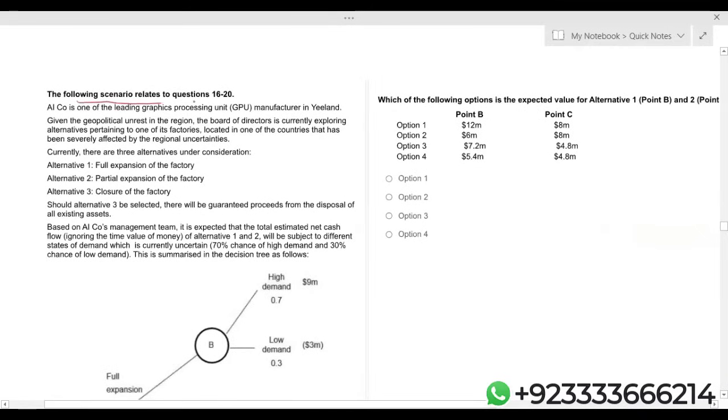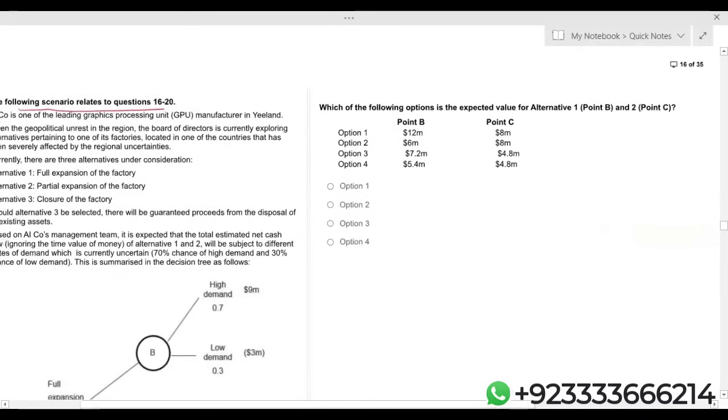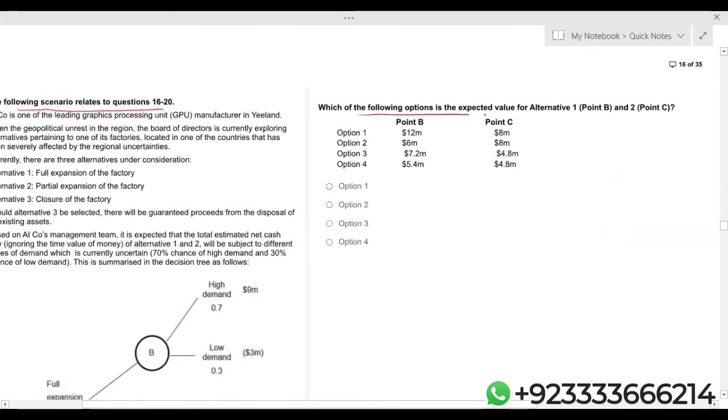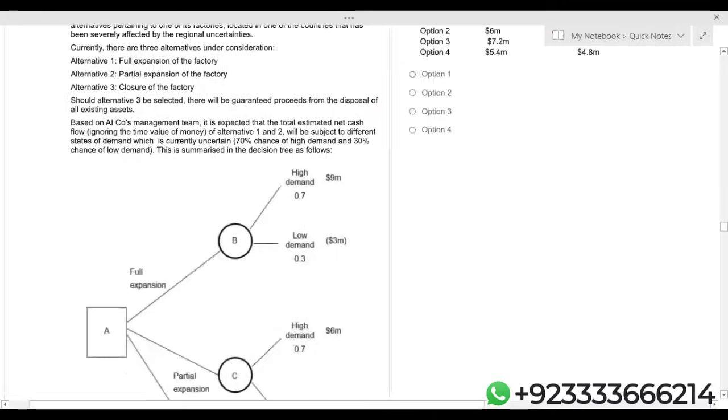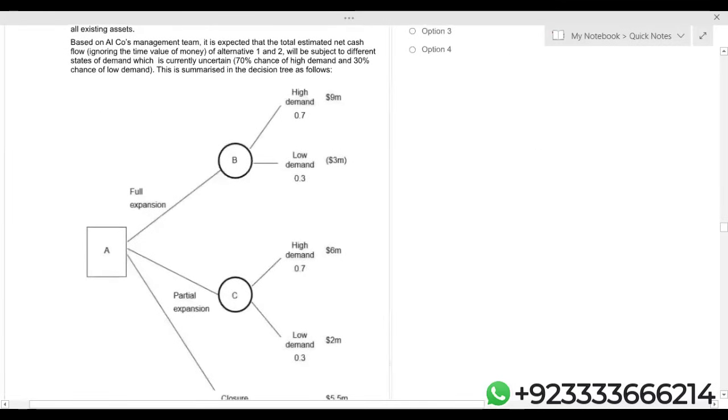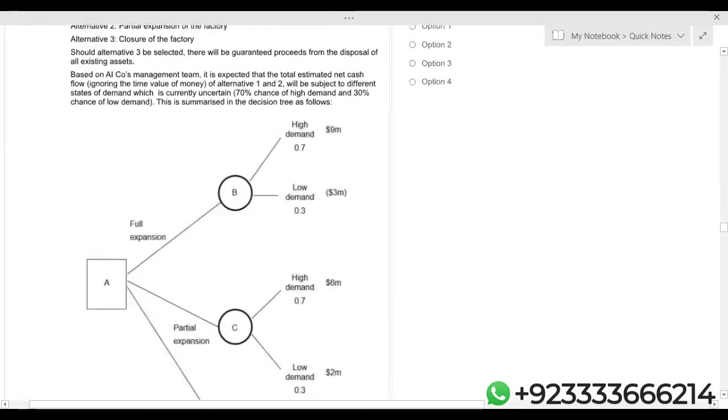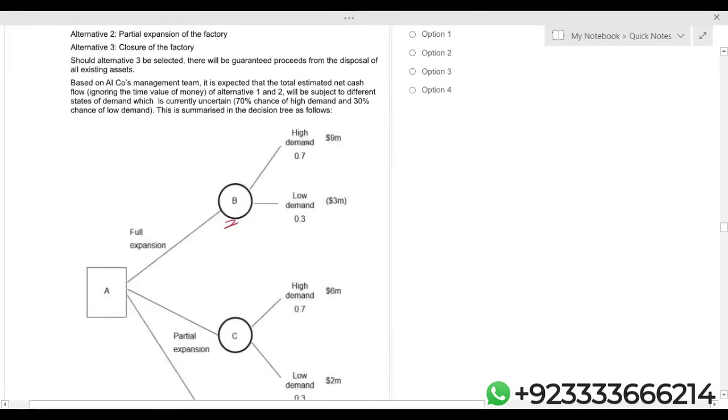The following scenario relates to questions 16 to 20. Which of the following option is expected for alternative 1? Point B, point C. Okay, that's great. They have already made a decision tree for us. Point B. High demand, the probability is 0.7 and profit is 9 million. Low demand, probability is 0.3, but there is a loss.